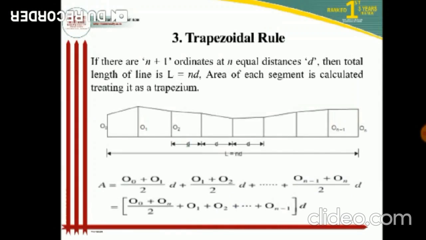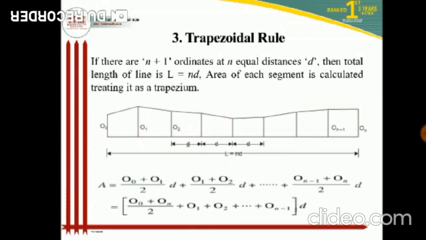Third one is the trapezoidal rule. If there are n plus 1 ordinates at n equal distances d, then total length L is equal to n into d. Then the area of each segment is calculated and treated as a trapezium. So in this rule we assume that each division is like a trapezium, and then we calculate the area. So like the first division, here the ordinates O0 plus O1.